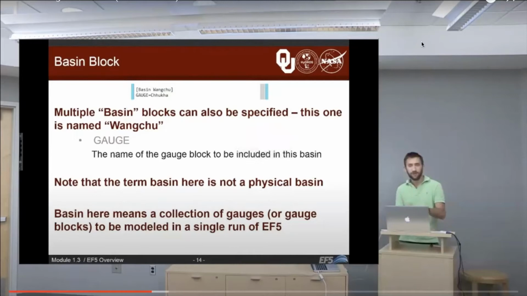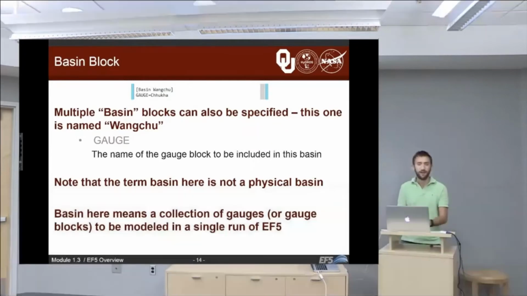You could put 50 of those in one basin and then 50 of them in another basin if you had some sort of logical way that you wanted to distinguish the two. So in this case, we only have one gauge, and so the basin block is very simple.